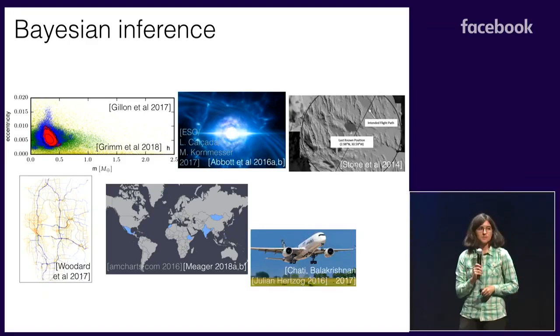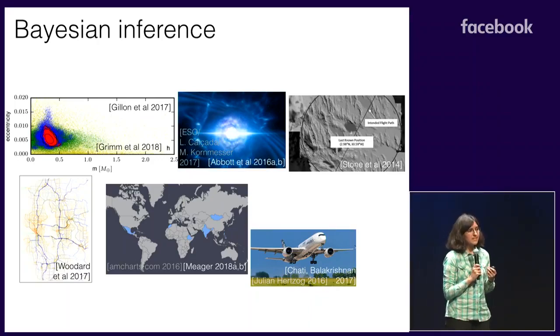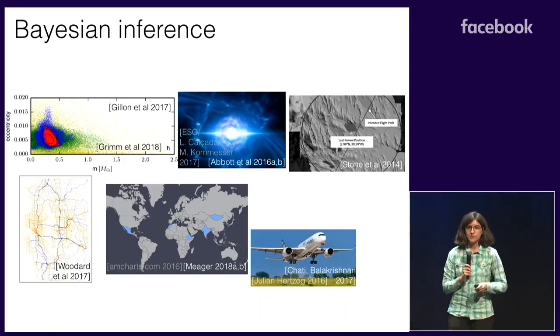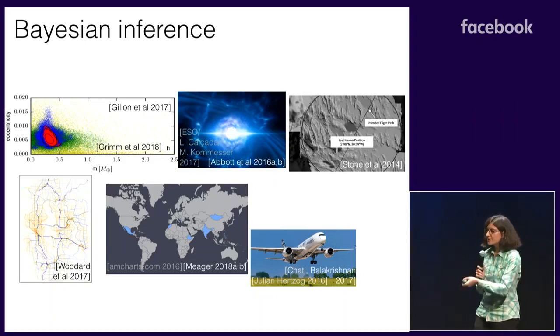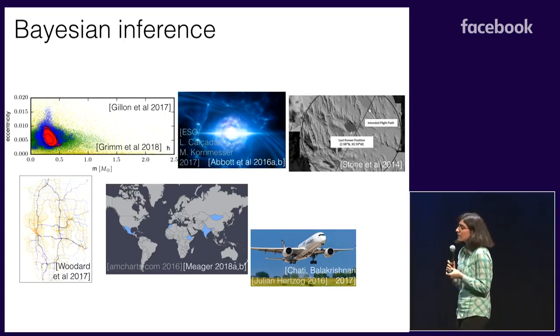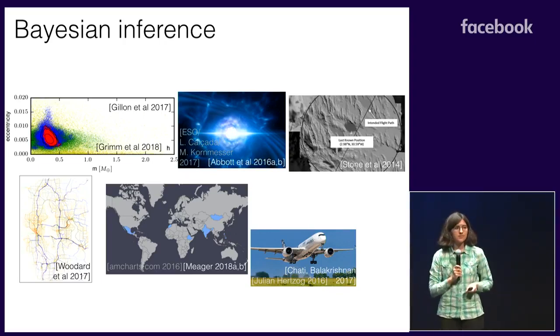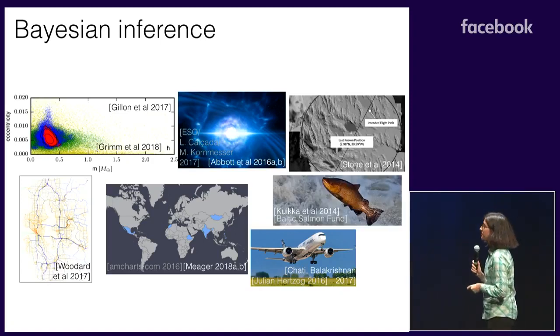Yashavardhan Chadi and Hamsa Balakrishnan at MIT are interested in predicting how much fuel a plane is going to use based on publicly available information about that plane. In this case, again, we want to know not just how much fuel that plane is going to use, but how certain are we, especially if we're going to make decisions based on that information.